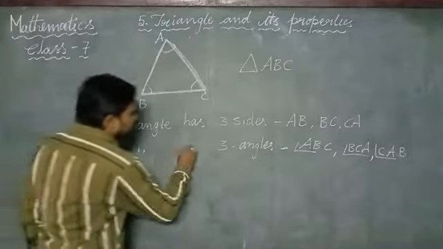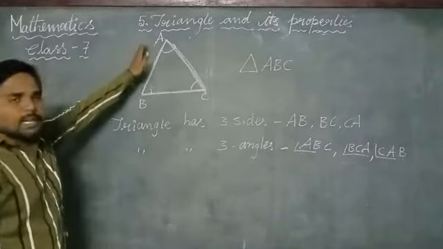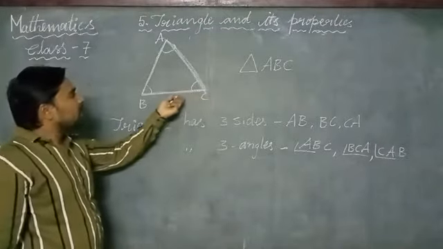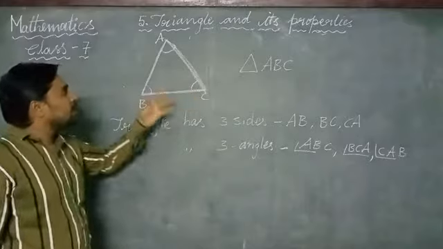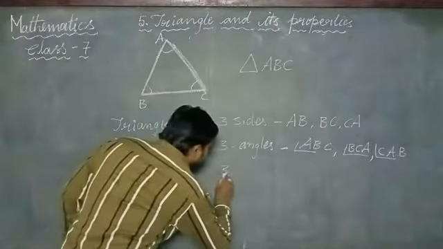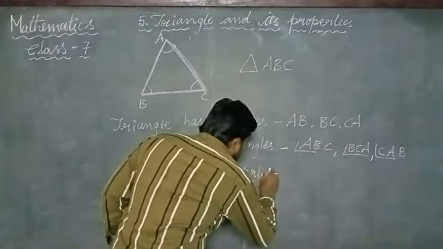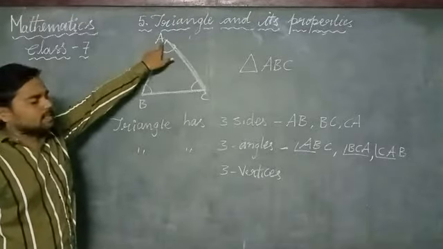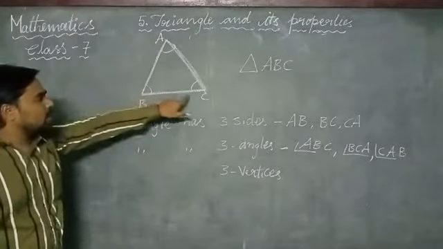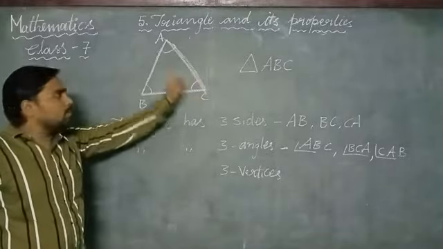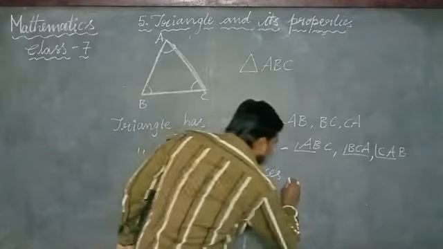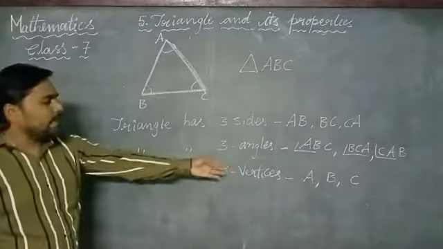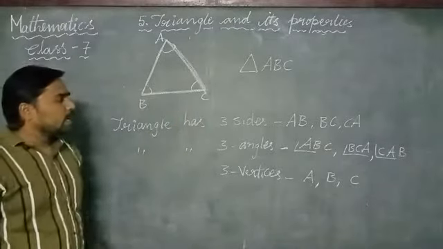Now let us see the vertices. Vertices are nothing but corners of the triangle. How many corners or vertices does this triangle have? There are 3 corners or 3 vertices. What are the vertices? A is one of the vertices, B is one of the vertices, and C is one of the vertices among the 3 vertices. A, B, C. These are the 3 vertices in a triangle.